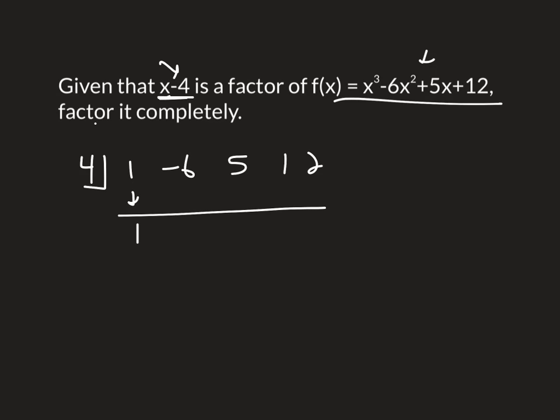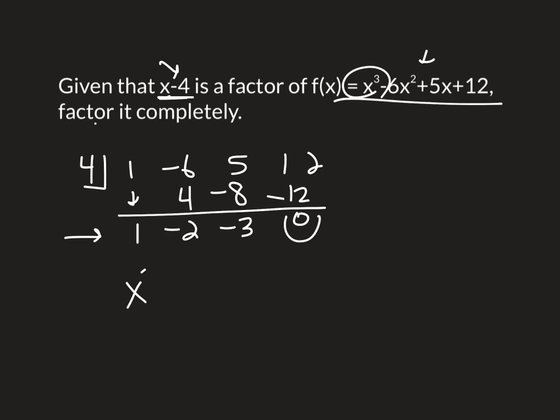Start out bringing the 1 down. 1 times 4 is 4. Add them up. Multiply. Negative 8. Add them up. Multiply. I get negative 12. Notice I get 0 for a remainder, which is what I thought. Remember, you're going to start your answer 1 degree less. Up here was x cubed. This is going to be 1x squared minus 2x minus 3.